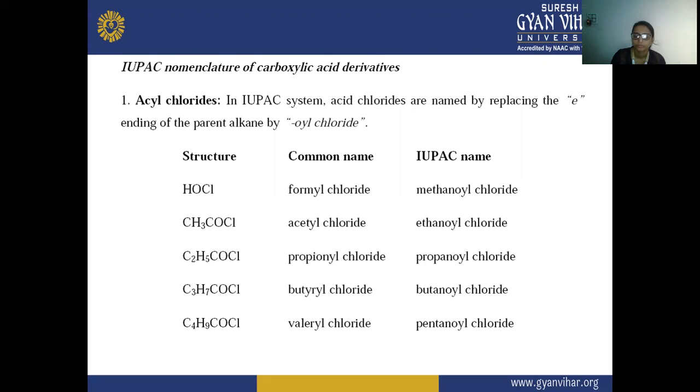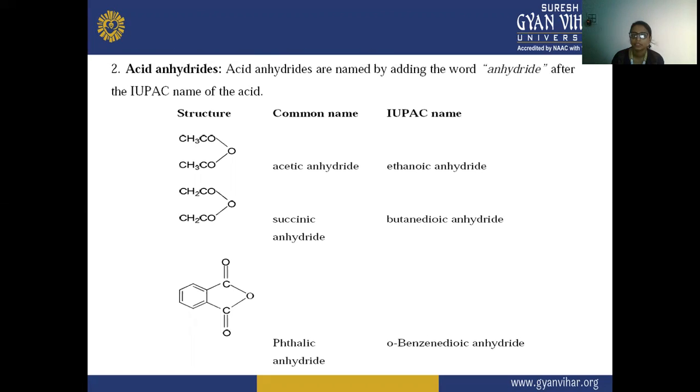So next is acid anhydride. Acid anhydrides are named by adding anhydride after the IUPAC name of the acid. So the acid name is oic acid, so from here the acid is replaced by anhydride. So here you can see this is CH3CO-O-COCH3. Its name is ethanoic anhydride, because here the 2 carbons are each attached to the oxygen atom. So that is why we are naming it ethanoic anhydride.